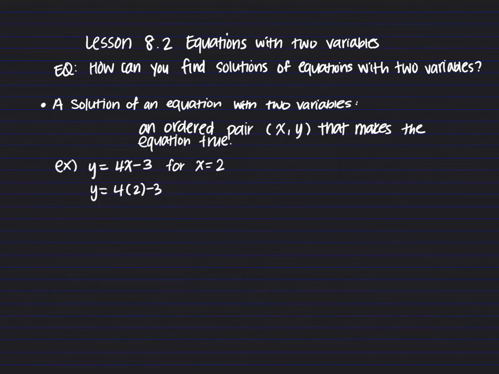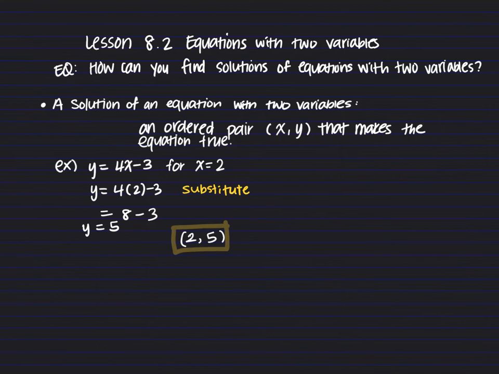So basically you substitute x with 2 on the first step, and then you follow the order of operations. You'll do 4 times 2 minus 3, which gives you the answer y equals 5. After you find the answer for your y, your final answer for the solution is putting the x and y values together in an ordered pair. So (2, 5) is your final answer for the solution.